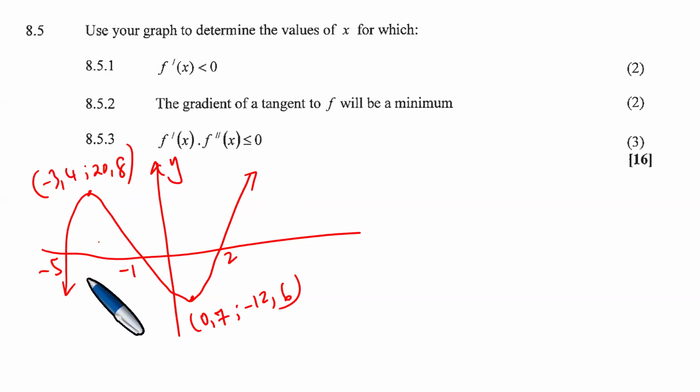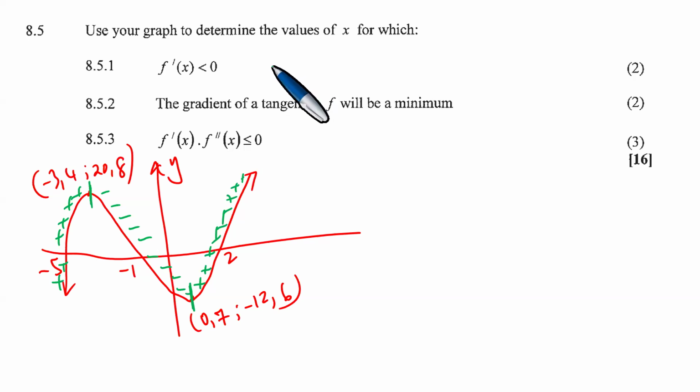But for more thrilling action, we are looking at parts where f prime of x itself is negative. Where is the slope, the gradient of this function, negative? The gradient is positive here. The gradient is negative here. The gradient is positive here. So use your graph to determine the values of x for which the gradient is negative. Where is the gradient negative?